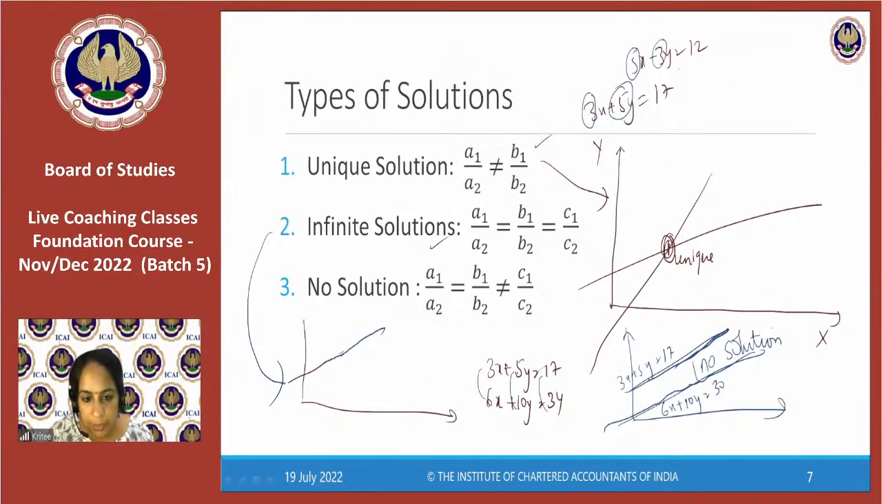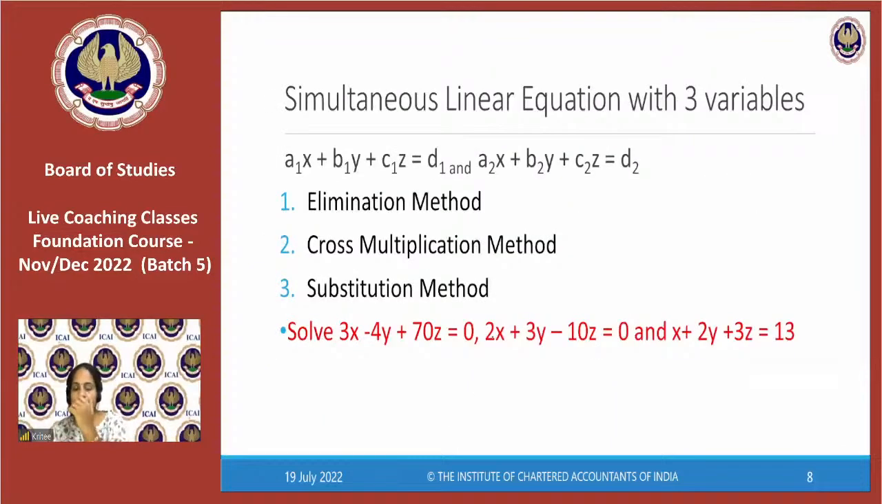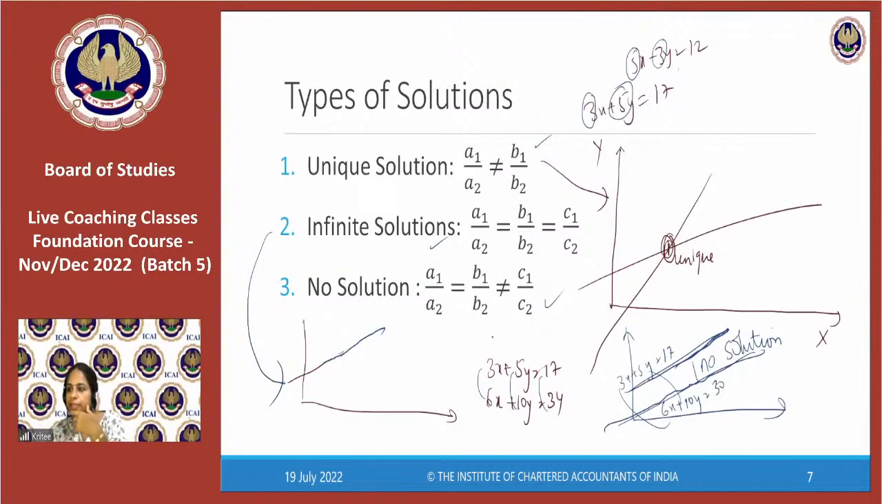And when 3 by 6 is 1 by 2, 5 by 10 is 1 by 2, but 17 by 30 is not equal to them, then it is known as no solution. It's like this. If you have understood that, we can also go for 3 variables now. I hope this is understandable. So now we'll be going for the 3 variables.